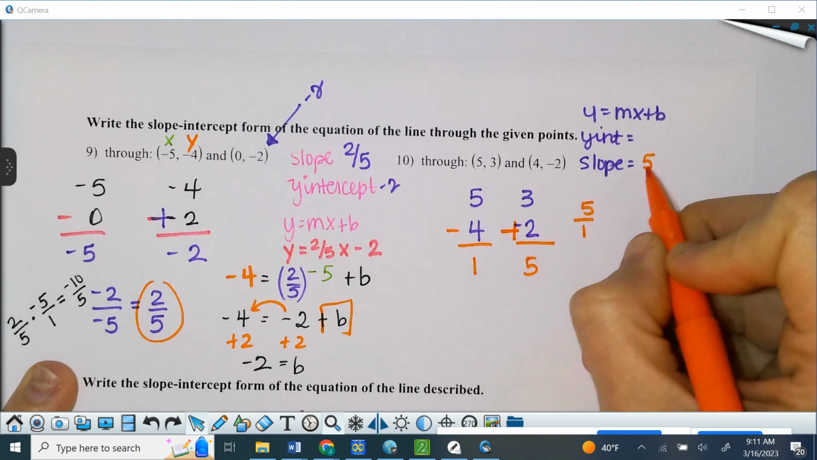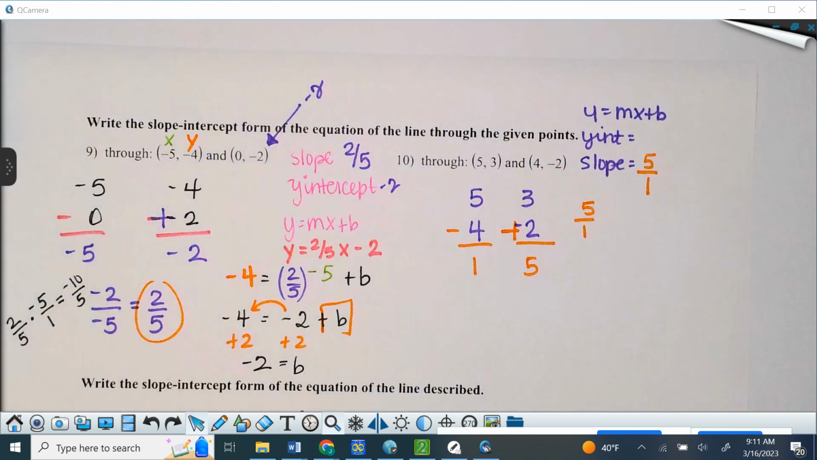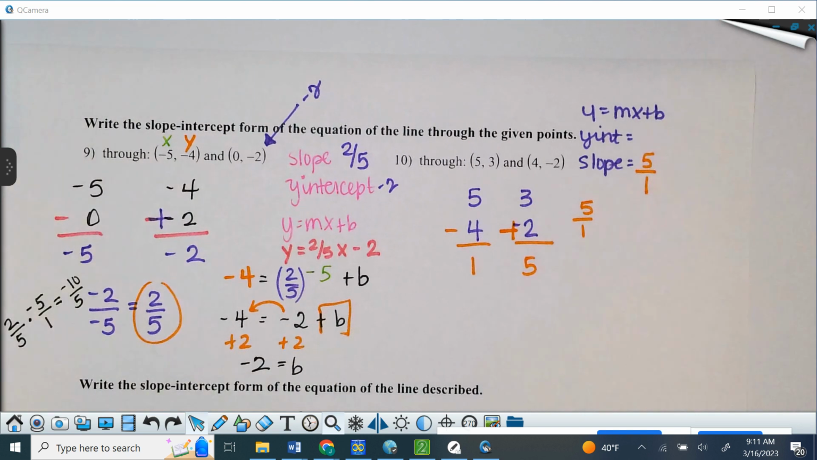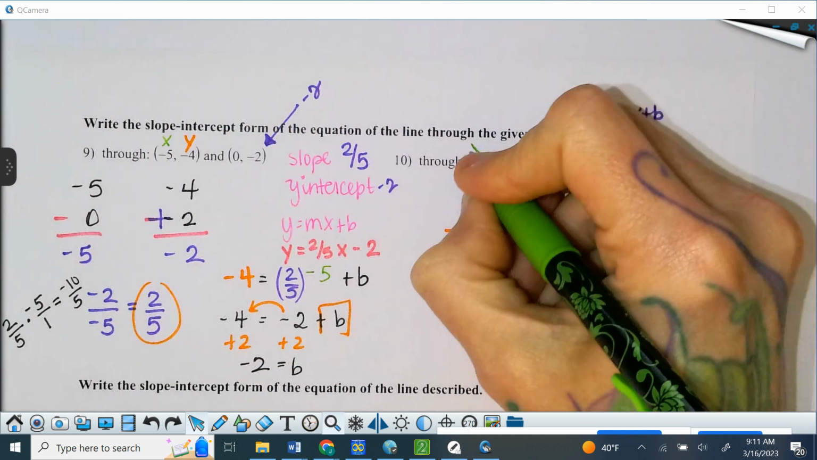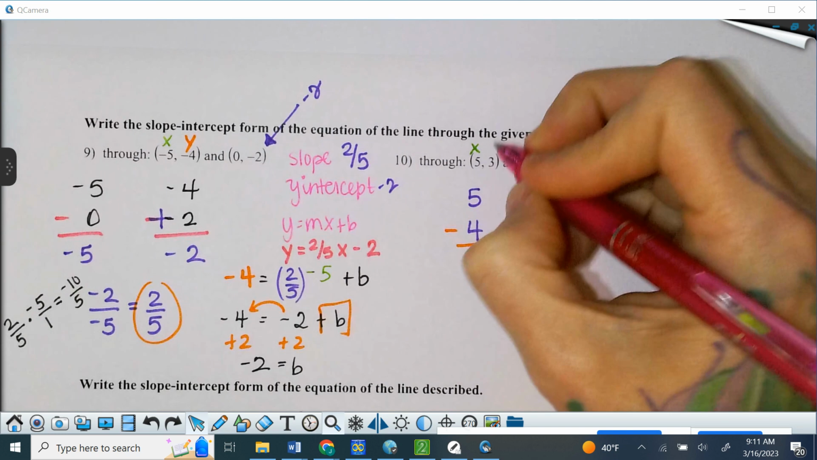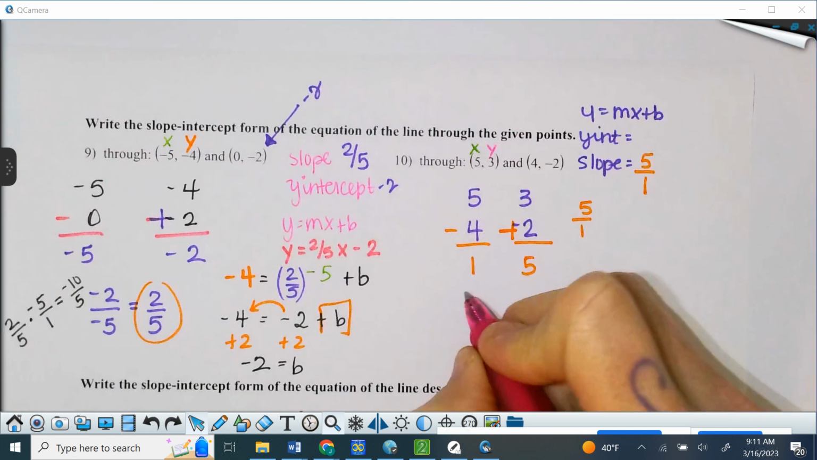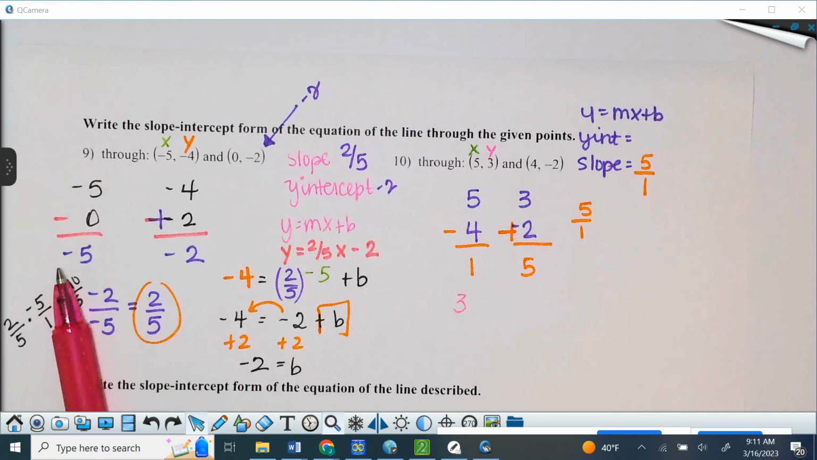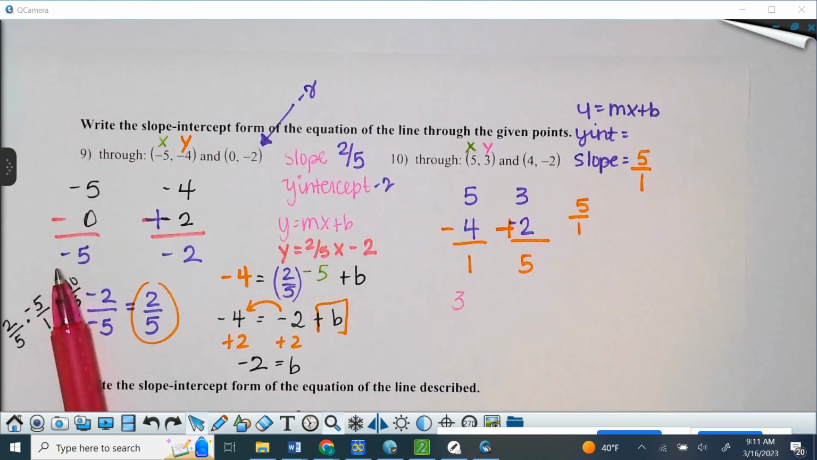You can pick either point, 5, 3, or 4, -2, to plug in y equals mx plus b. You should get the exact same answer. So if you don't do the one I do, that's okay. But you should get the same final answer for your b value. So if I have x and y, so y is going to be 3. Our slope is 5 over 1. We're going to call that just 5 because that means just whole number 5. And we're going to multiply that times 5.